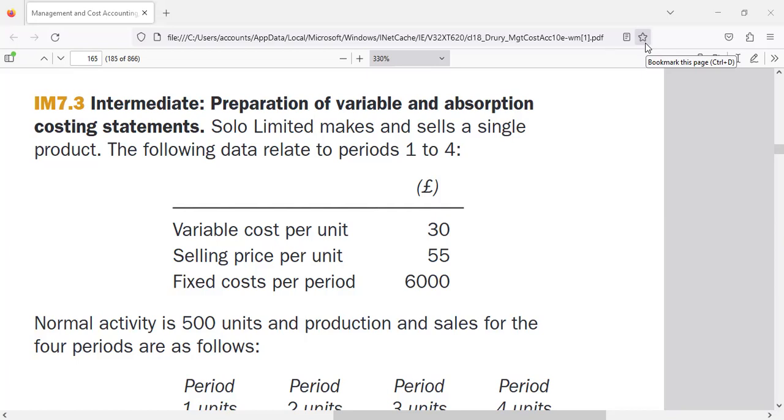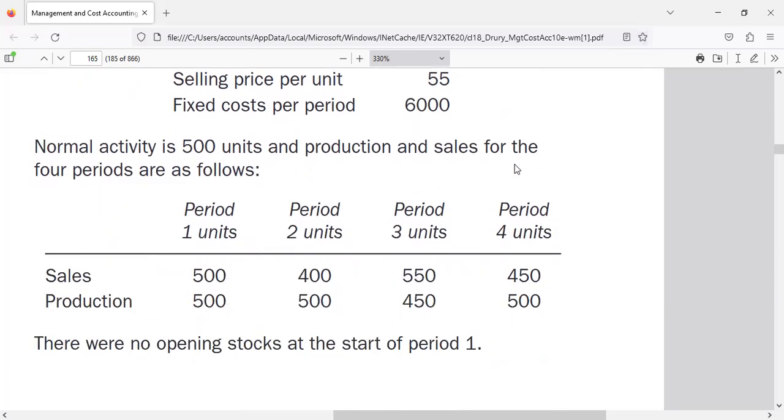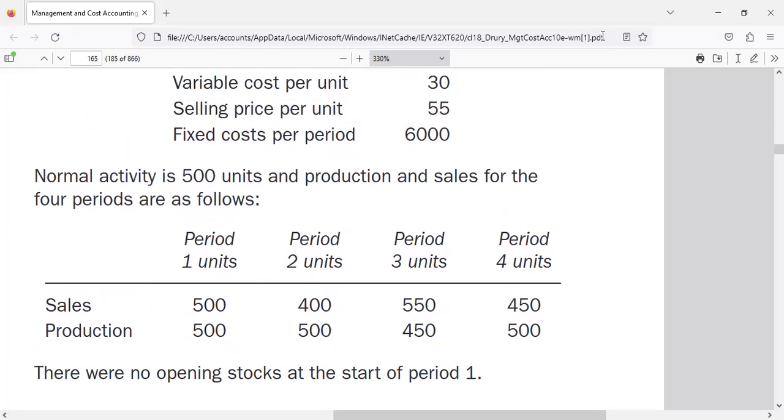Solo Limited makes and sells a single product, the following data relate to periods 1 to 4. The variable cost per unit is 30, the selling price per unit has been given as 55. Then the fixed cost per period is 6,000. Normal activity is 500 units, and production and sales for the 4 periods are as follows. Remember, we have period 1 to period 4. So that's our data, sales, production. There were no opening stocks at the start of the period. We are going to see how we can prepare an operating statement for periods 1 to 4 using absorption costing.